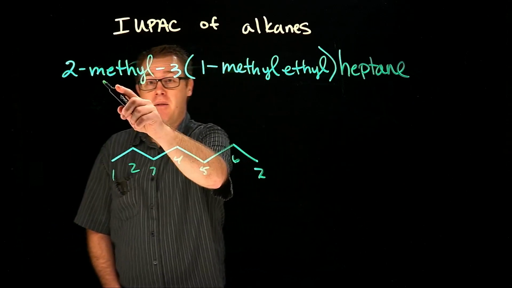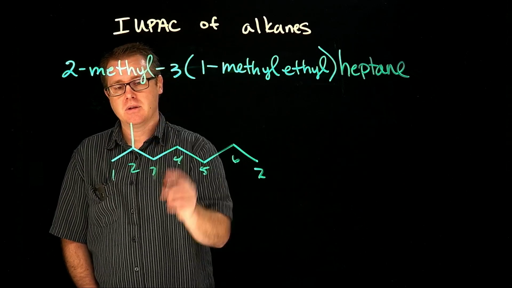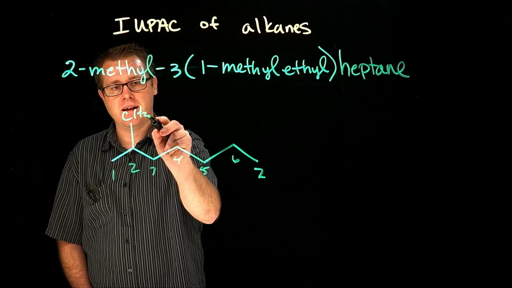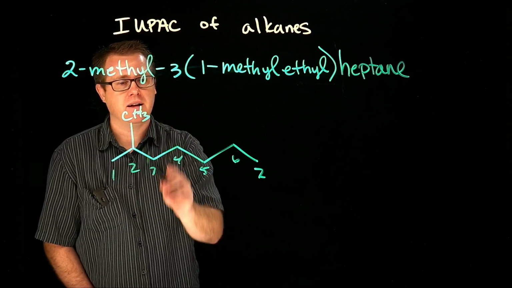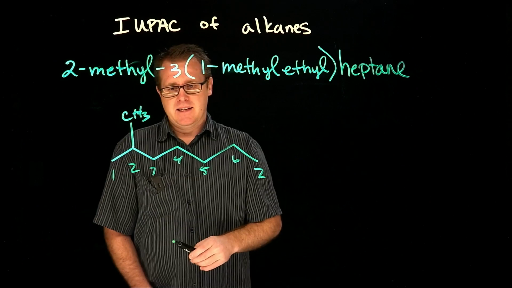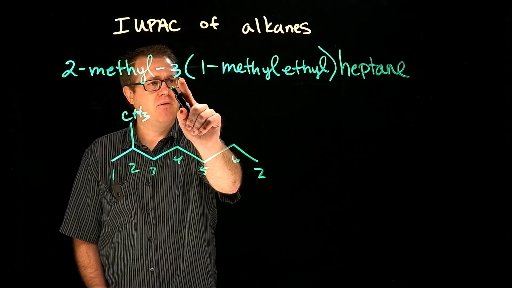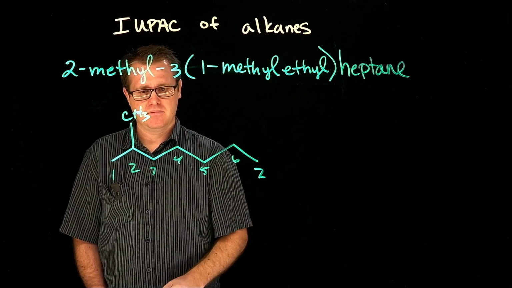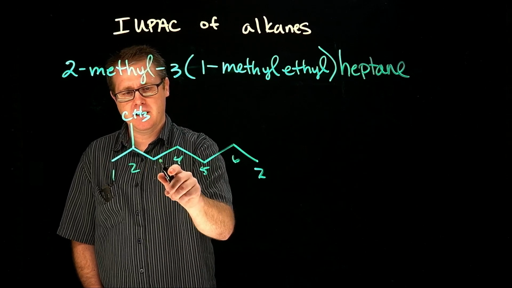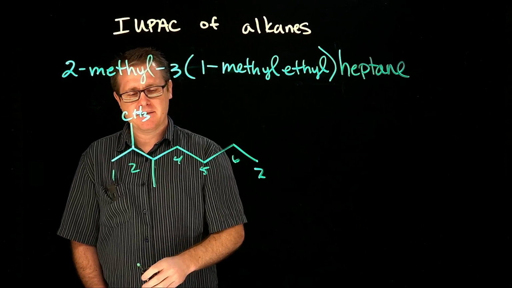It says we have a methyl at carbon 2. Okay, so there's my methyl. I'll just write it out so we can distinguish that. And then it says at position 3, I have what? A methyl ethyl. So coming off of this carbon here, I have something.